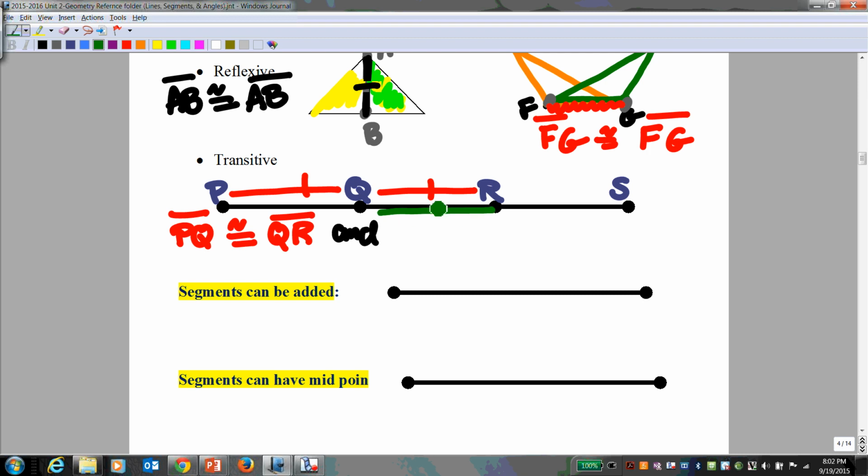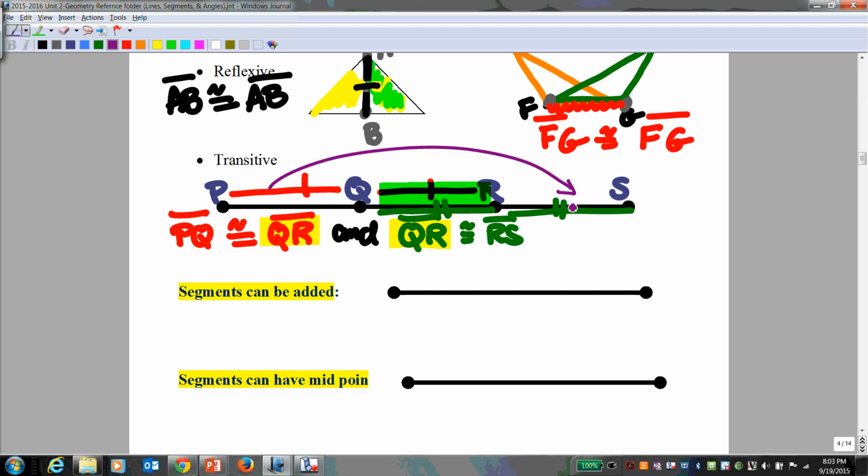And you also knew that QR was congruent to RS. Notice very carefully the repetition of QR. On the segment itself, you can see there's an overlap. Therefore, we can conclude that PQ is congruent to RS. We transfer the congruency. Those three dots mean "therefore": PQ is congruent to RS. That's called transitive.